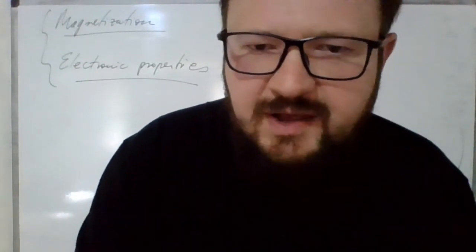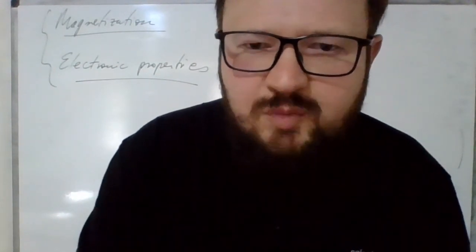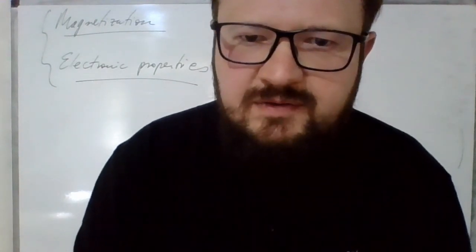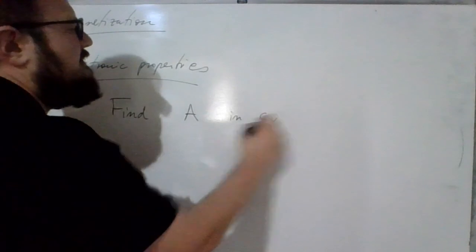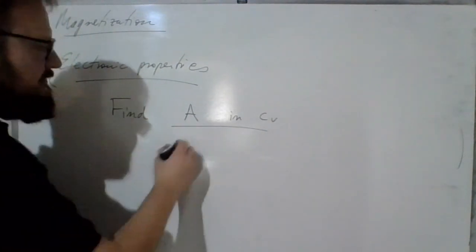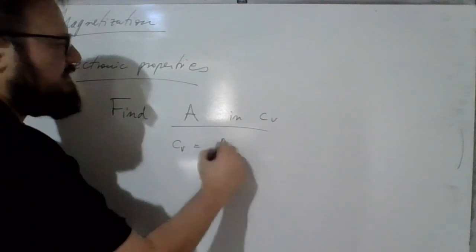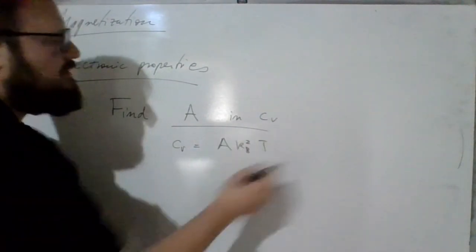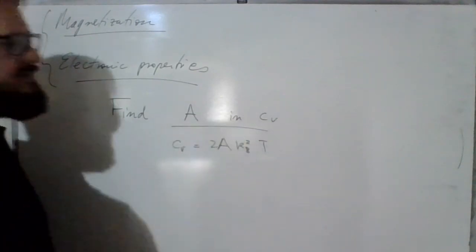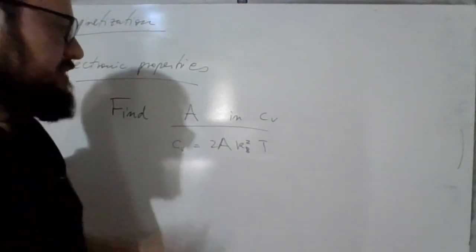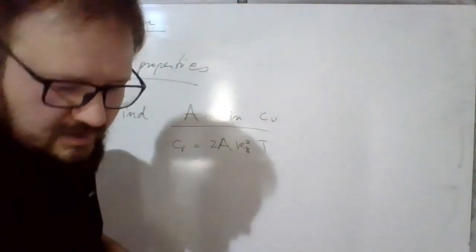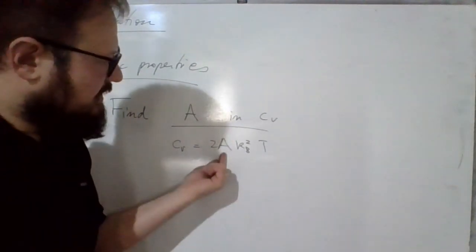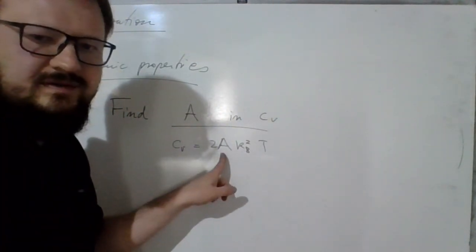Hope you appreciated it, and find out more about the Sommerfeld expansion. As an exercise, find A in CV, find the constant. We found that it is a constant A kB squared times temperature, with a factor of 2 because of the derivative, but that doesn't matter. It's just a constant here. Try to calculate using the Sommerfeld expansion. You can exactly provide the value for this number.